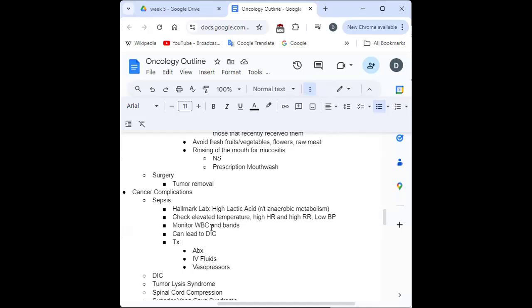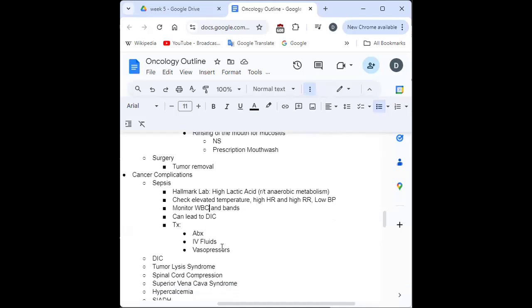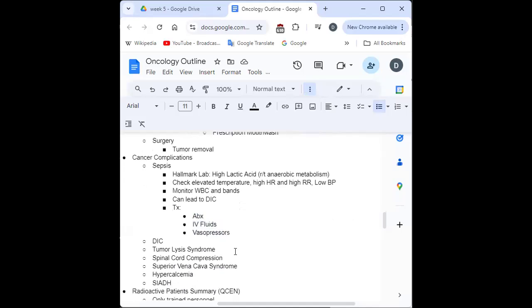So your hallmark lab is your lactic acid. We're going to check the temperature, your compensatory factors, and your low blood pressure, because remember, sepsis can lead to septic shock. We're going to treat it with antibiotics. We also give IV fluids to keep the blood pressure up, and vasopressors if it gets really bad. That's the general idea there.